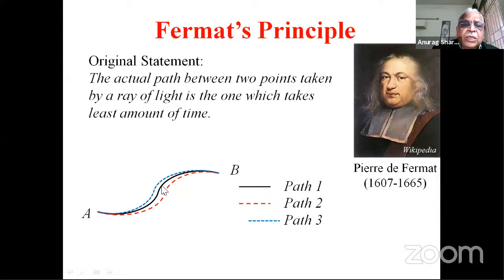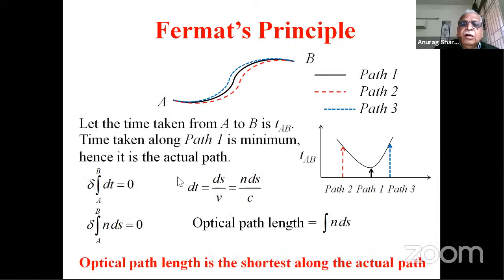Possible paths the light could have taken, then the light will take the one which takes the least amount of time. So if I look at the same thing, let the time taken from A to B be TAB, and the time taken along path 1 is minimum in this case, then that is the actual path. So if I draw this time as a function of paths, I have written here path 1, path 2, path 3, but there can be some parameter which will decide these paths, and then that parameter will be on the x-axis. But here it is just notional. So you see the time taken is minimum for path 1. So that is the actual path the light will take. It will not take this path or this path, because time is continuously decreasing if you go to nearby paths. There's no minimum here, right?